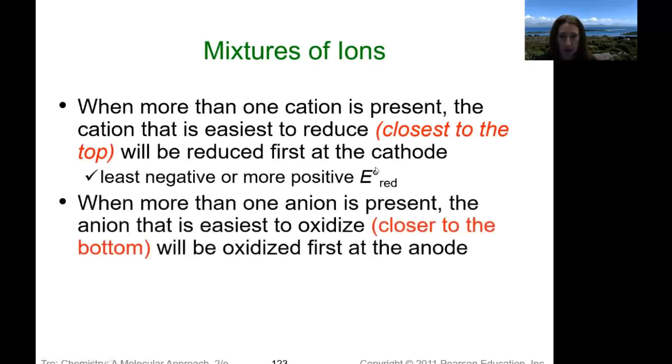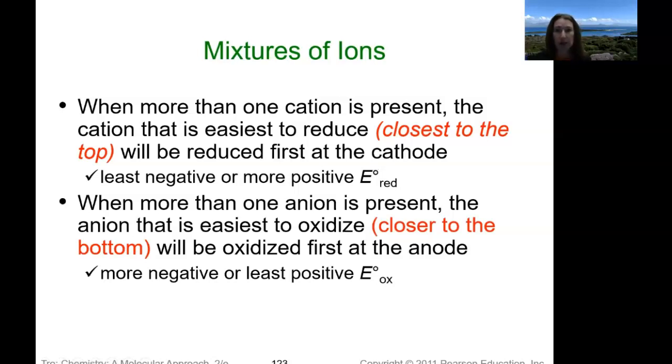So we're going to talk about mixtures of ions. What if you have multiple possibilities for oxidations or multiple possibilities for reductions? How do you know which one is which? How do you know which one will oxidize? How do you know which one will reduce?